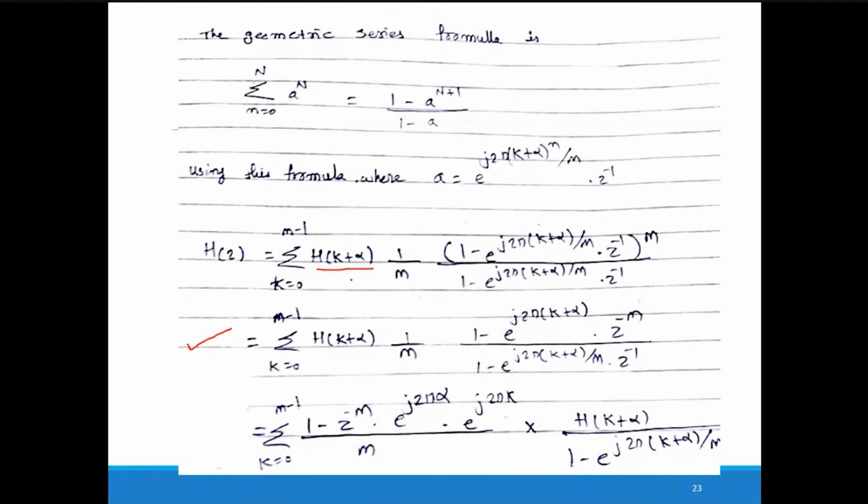I am coming to that, just wait. hk plus alpha as it is, 1 minus m as it is. Here 1 minus e raised to j 2 pi k plus alpha divided by m. Okay, and into z raised to minus 1. And when I am multiplying this term with m, then what happens? This m will be cancelled out. So you are getting e raised to j 2 pi k plus alpha only, and z raised to minus 1. It is multiplied with this one. So you are getting z raised to minus m.